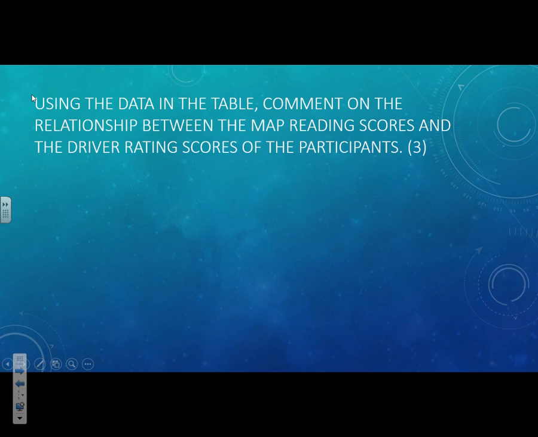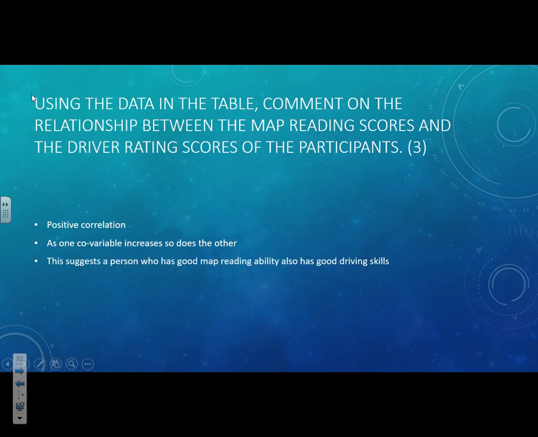Using the data in the table, comment on the relationship between the map reading scores and driver rating scores. So you get 1 mark for saying it's a positive correlation, and then explaining that as one covariable increases, so does the other, and then you apply that to the specific context. So this is just a person who has a good map reading ability also has good driving skills.